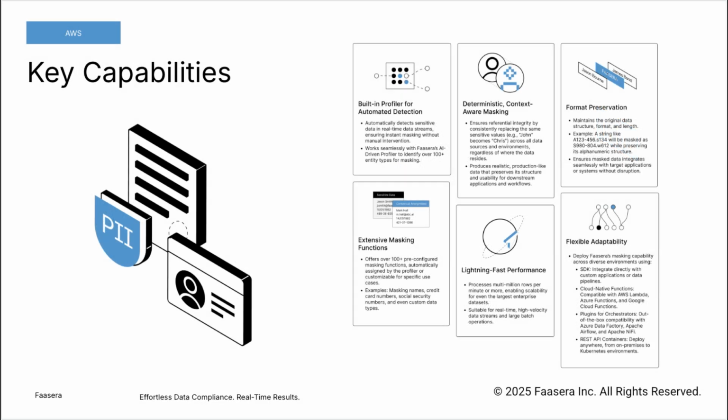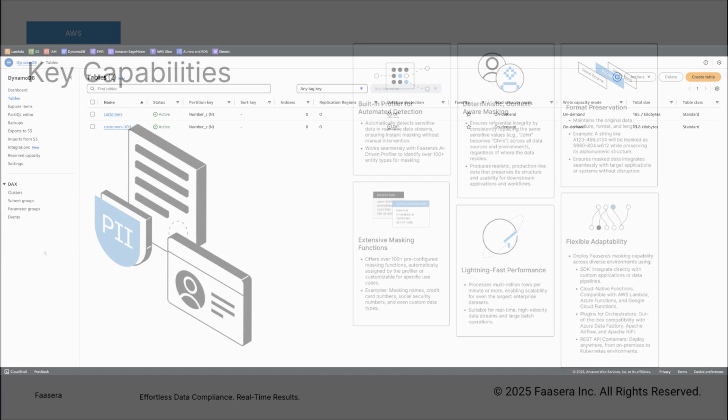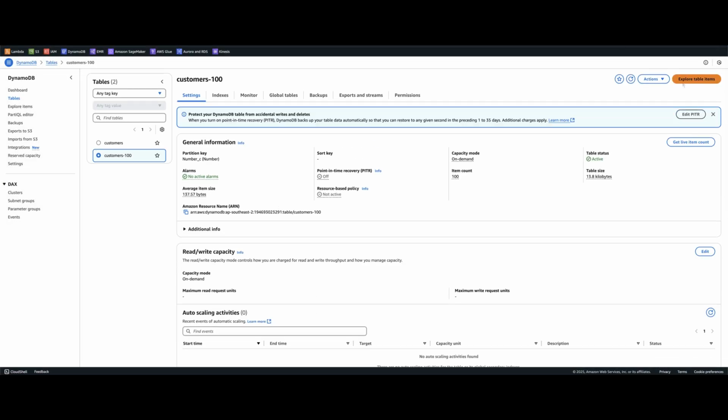Now let's talk about what powers the intelligence behind Faasera, the masking and validation rules. Faasera comes with more than 100 pre-built rules for masking, validation, and classification. These cover global regulations like GDPR, regional frameworks like CCPA, and industry-specific needs like PCI DSS and others. These rules make Faasera immediately usable in most regulatory environments, and they can be extended or customized to match your policies.